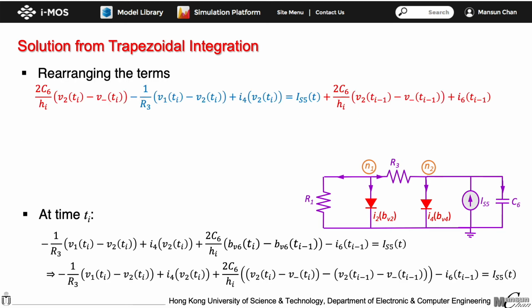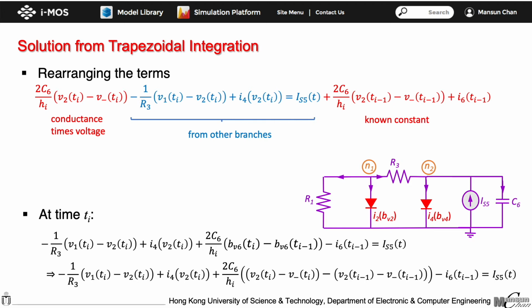Similar to the backward Euler case, the middle part of the equations comes from other branches. The contribution of the capacitor to the left-hand side is just like a conductance times the node voltages. And the right-hand side is just a known constant, already evaluated at the previous time Ti minus 1. So, the contribution of the capacitor to the circuit matrix is just what is given here.